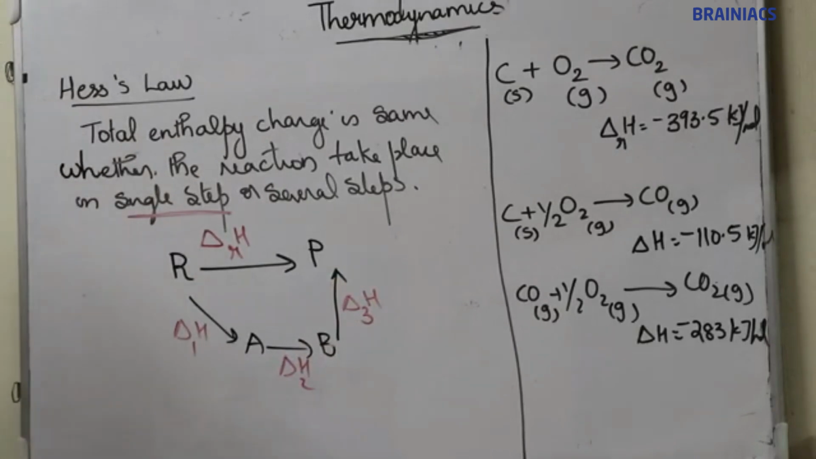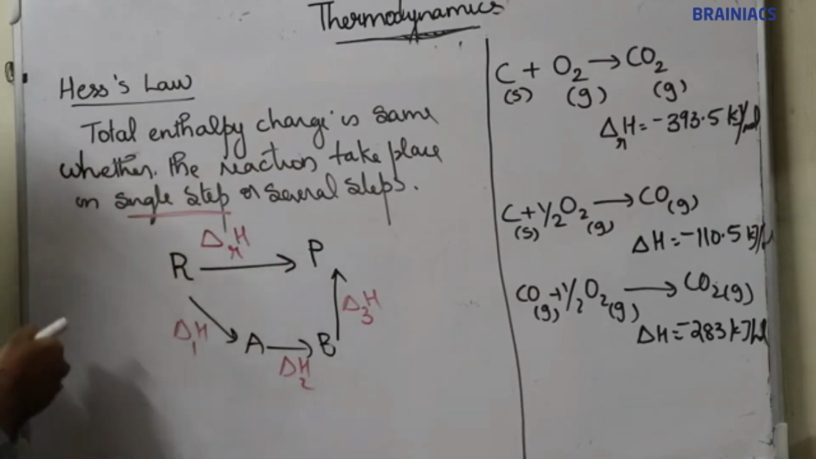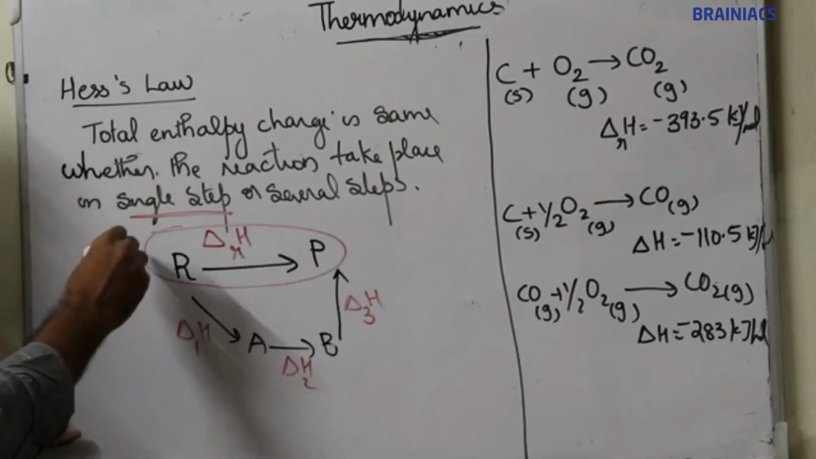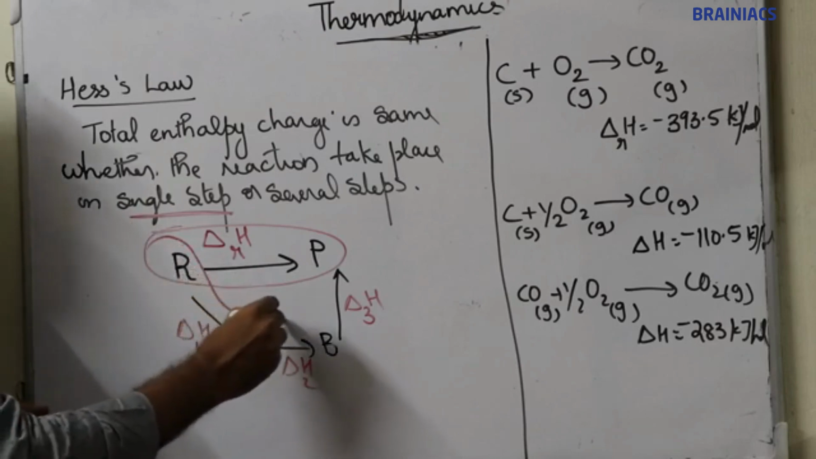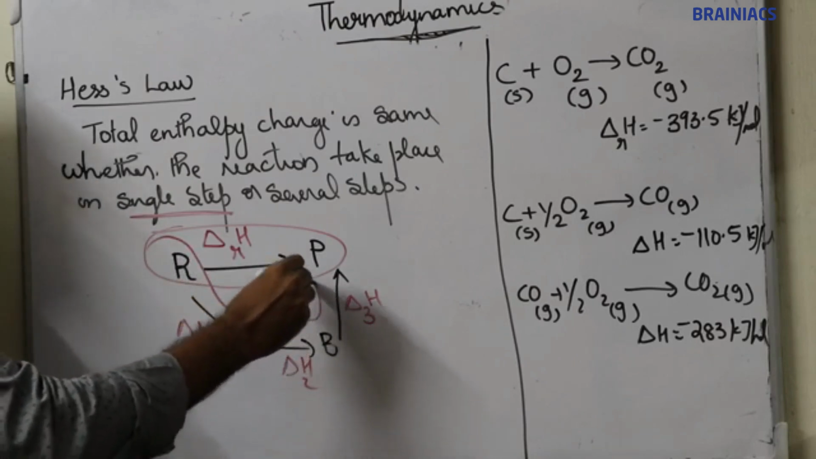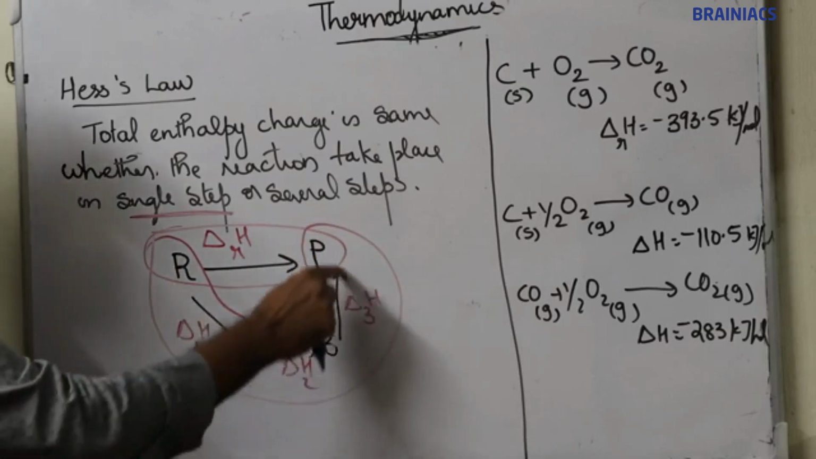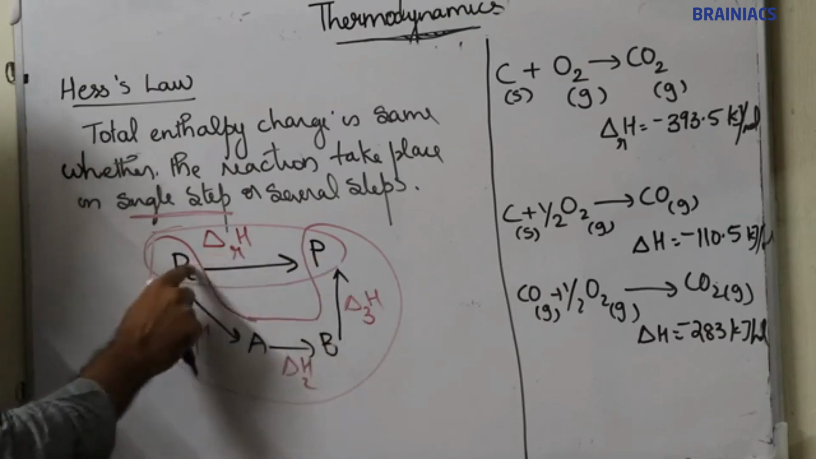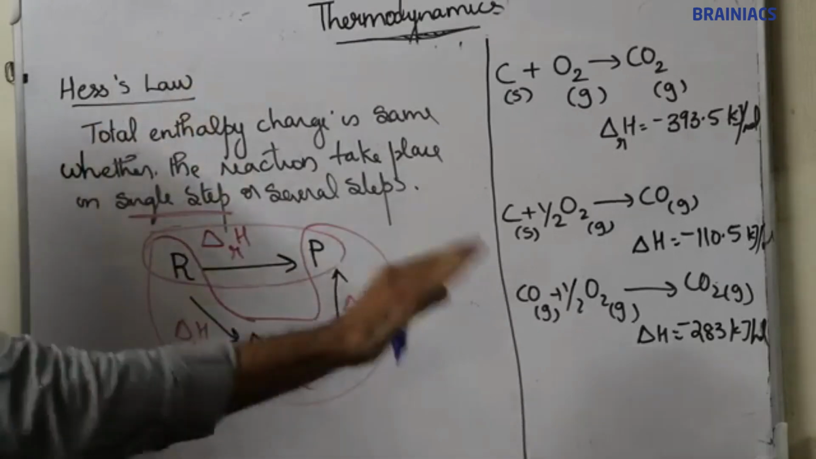Now, Hess's law states that total enthalpy change is the same whether the reaction takes place in a single step, where reactant is converted to product directly, or in several steps. Here, reactant is converted to intermediate A. Intermediate A changes to intermediate B. Then intermediate B changes to product P. Here, the reaction takes place in several steps. If a reaction takes place in a single step or several steps, total enthalpy change is always the same.